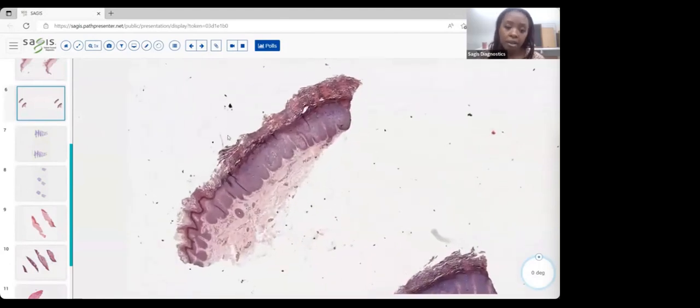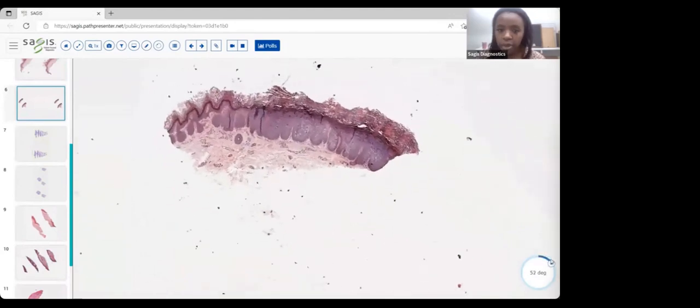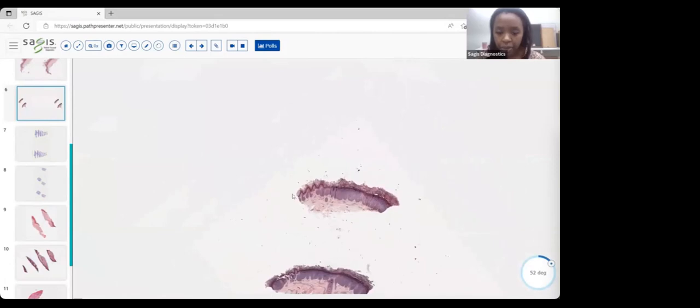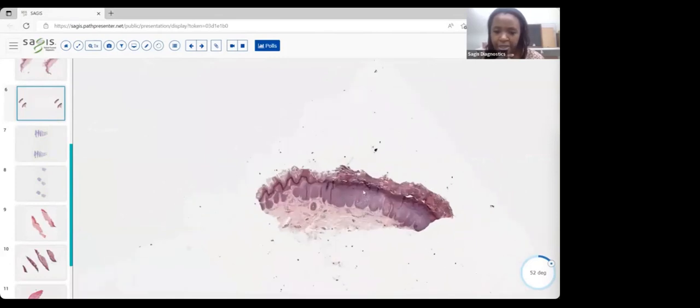Moving right along. Even at low power, we can see that, yes, there is some hyperkeratosis here. We can see our granular layer pretty well, but there is this basophilic blush to the epidermis that is just striking. Even when you can't see the details, you see that basophilic blush to the epidermis, and you want to kind of focus in on that.